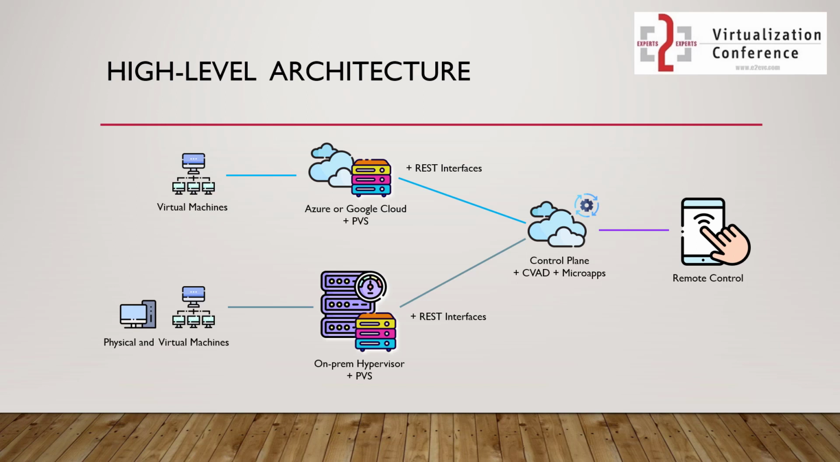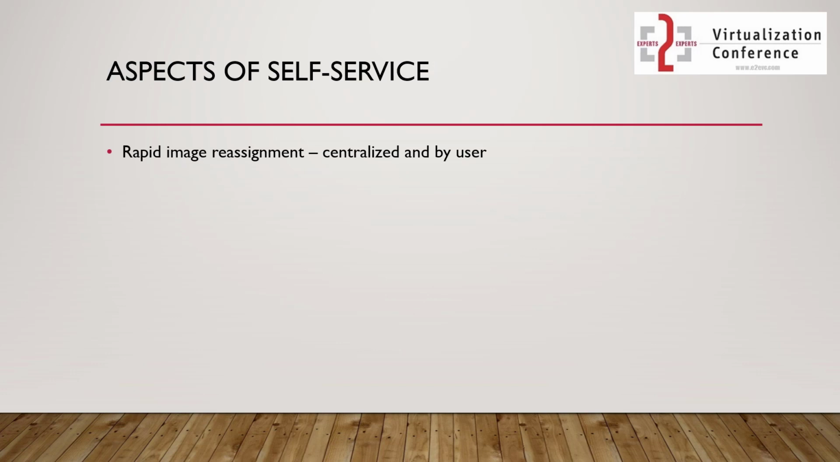So let's look into a few aspects of self-service. So rapid image reassignment, centralized or accessible to the individual user. This is going to be the goal of this presentation. Power management and status notification. For example, if we're switching images for, let's say, 10, 20, 100 users, it'll be nice to notify them that those machines will be going down due to the image switch.